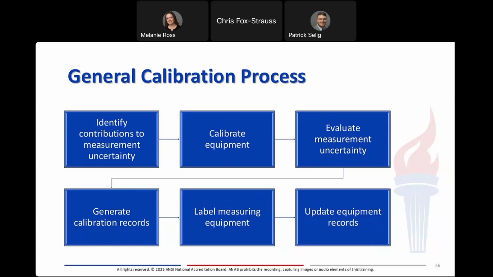A general calibration process is shown here on this slide. Again, this is just for example purposes. It's up to the laboratory to determine the calibration process that they will use, and they should consult with their accreditation body requirements to determine if there are any required steps in the calibration process. Initially, you need to identify the contributions to measurement uncertainty. Then you calibrate the equipment, evaluate measurement uncertainty, generate your calibration records, label the measuring equipment, and update equipment records.